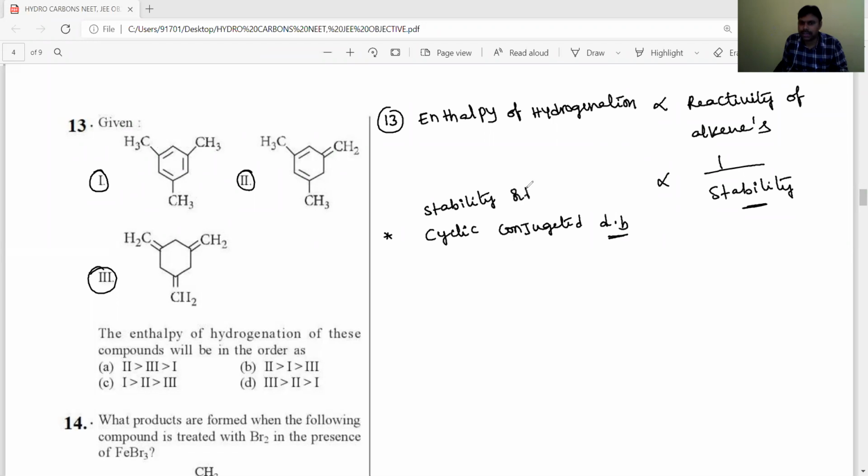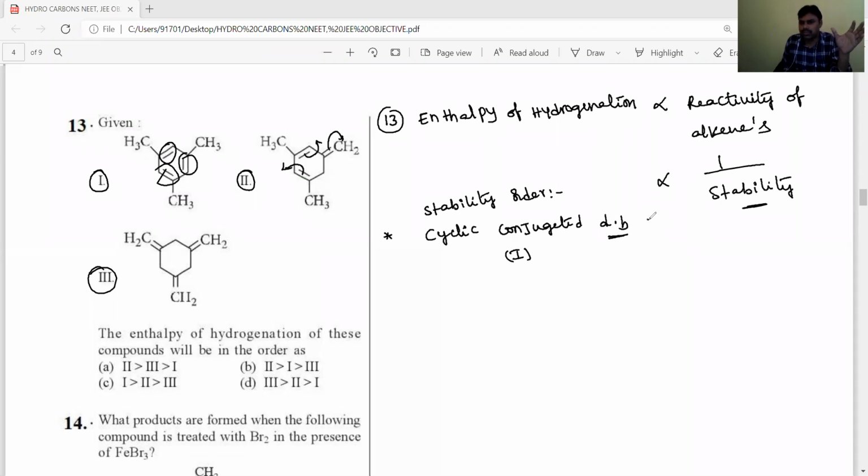Stability order. Cyclic conjugated double bonds are more stable. The first compound is a benzene ring, where three double bonds are present in a cyclic nature, with alternating double and single bonds. That's why it is called conjugation. Cyclic conjugated double bonds are more stable than the second, where conjugation is also present, dear students, but it is not in a cyclic manner.